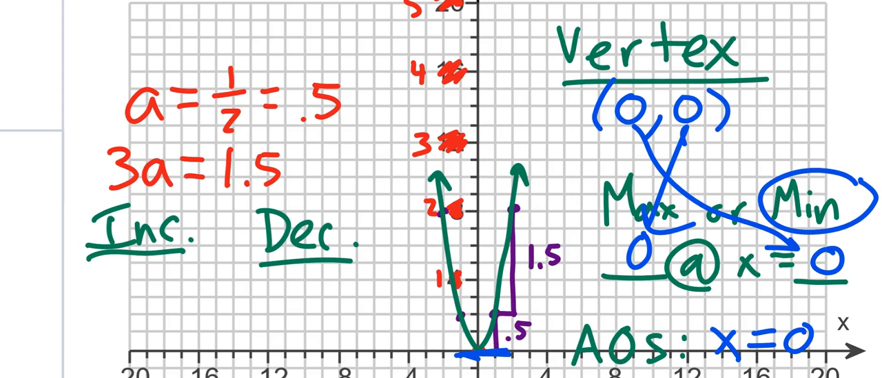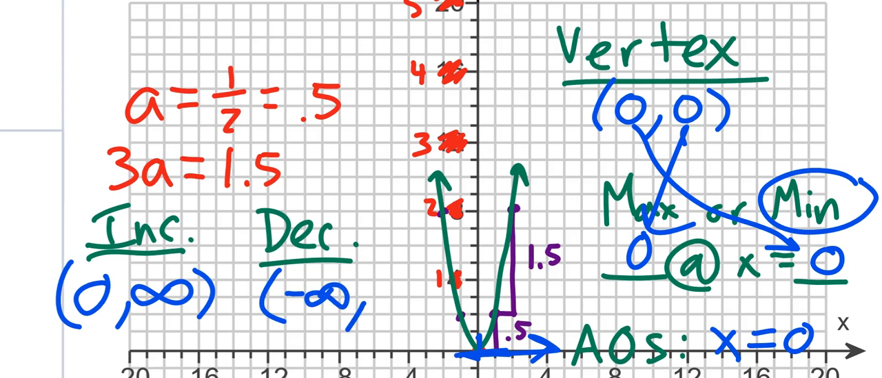Okay. X equals 0. Good job. Next, increasing, decreasing. Let's go with increasing first. What part is increasing? What did you guys say? 0 to infinity. You are correct. Starting at 0 and going to positive infinity to the right, you will be going up, up, up. How about that decreasing side? Negative infinity to 0. You are right. Negative infinity over here, all the way to 0, and stopping there for your decreasing.